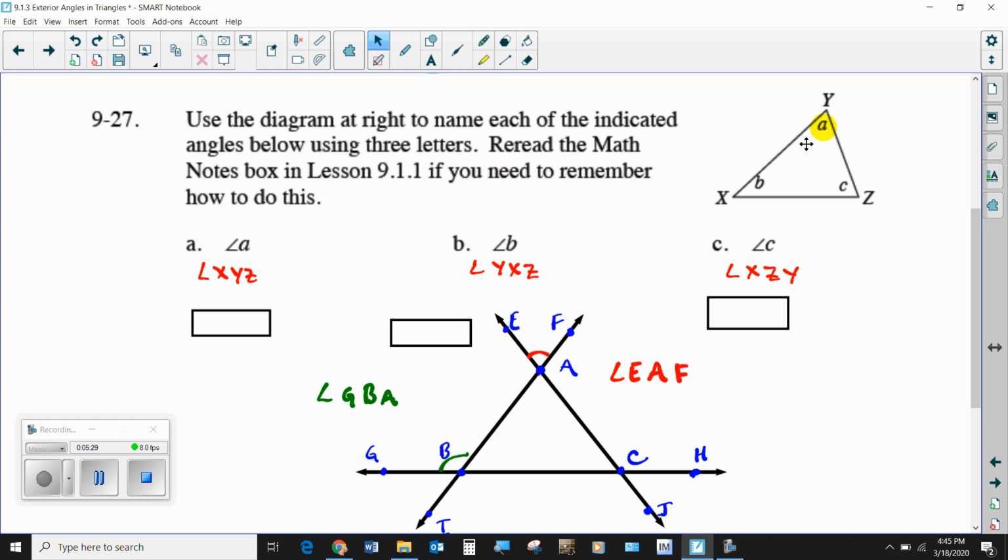For angle B, where x is the vertex, x has to go in the middle, and it can either be yxz or zxy, as long as the x is in the middle. And angle C has a vertex of point Z, so Z has to go in the middle, and it can either be yzx or, no, xzy. As long as the Z, the vertex of your angle, is the letter in the middle, it is going to be properly named.